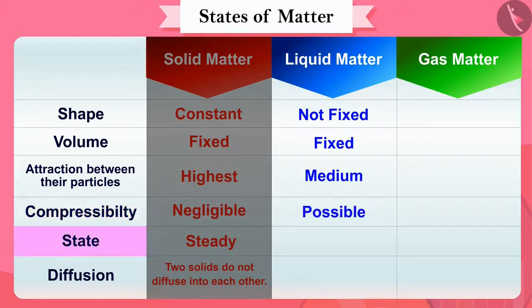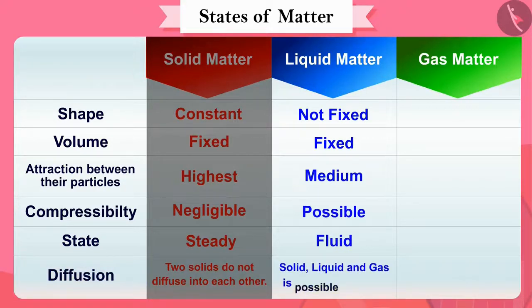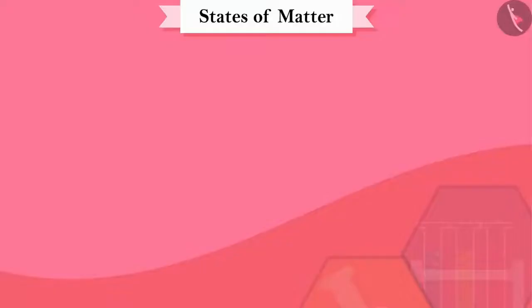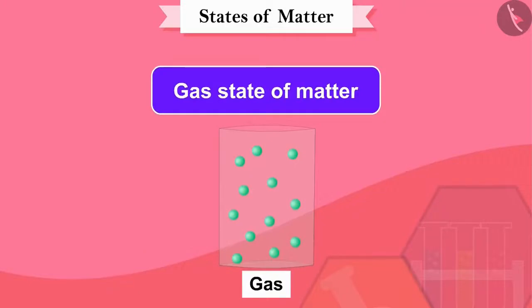In a liquid state, the matter is not rigid, but it is fluid. And diffusion of solid, liquid and gas is possible in liquid. Now finally, we will learn about the gaseous state.